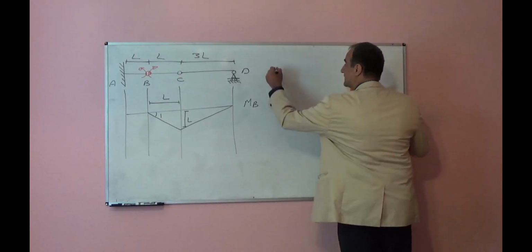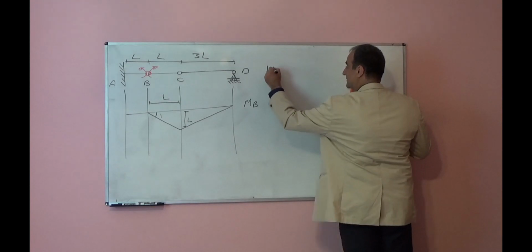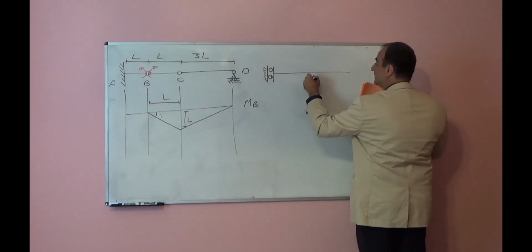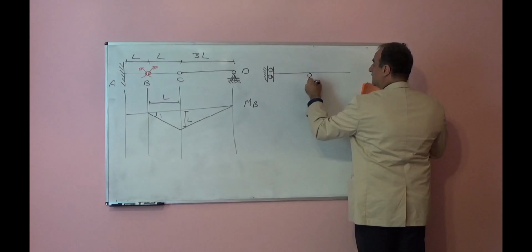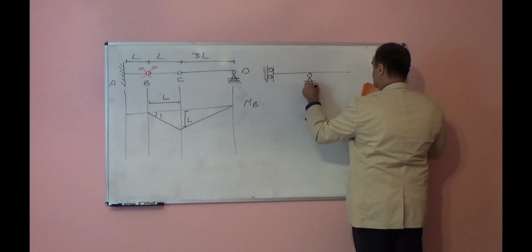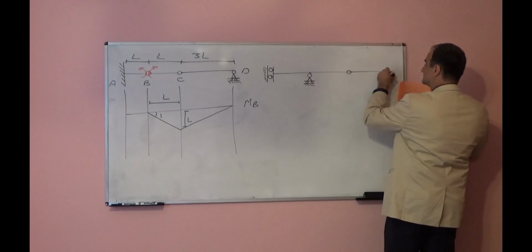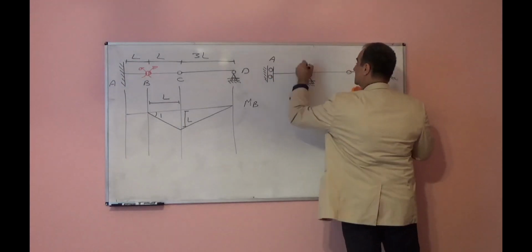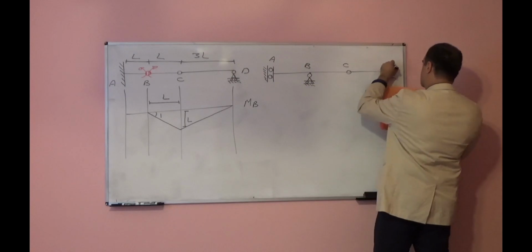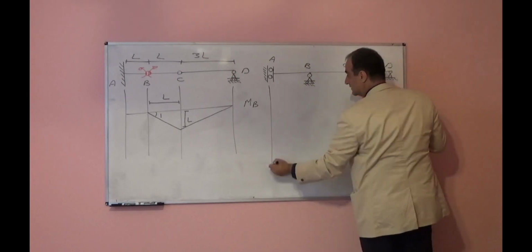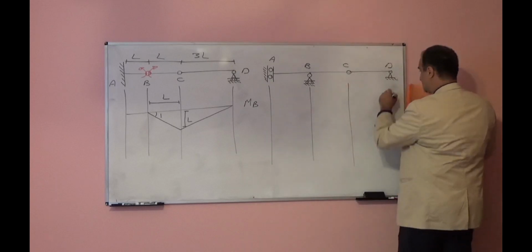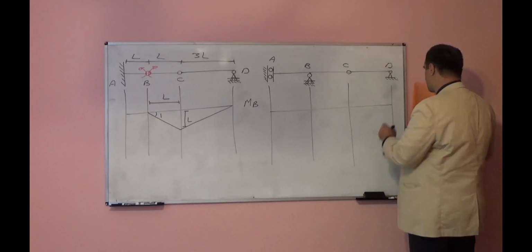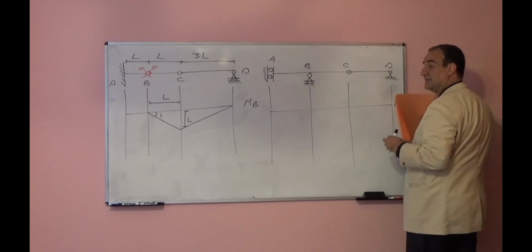Let's look at the next example. Assume we have this. A, B, C, D. We want to draw a moment diagram again at point B. Pay attention to the details here.